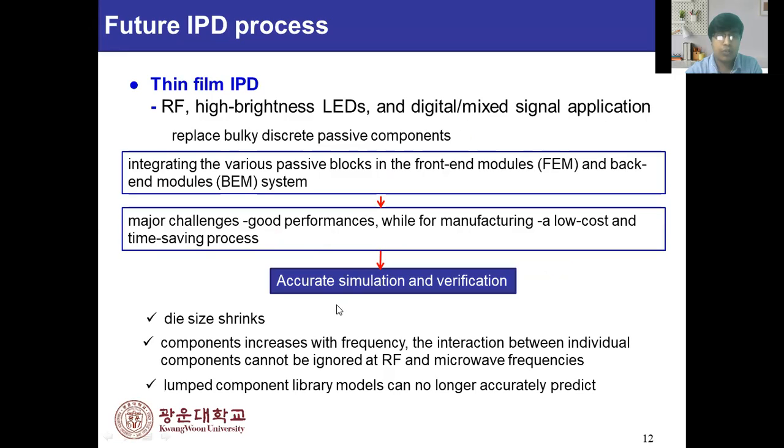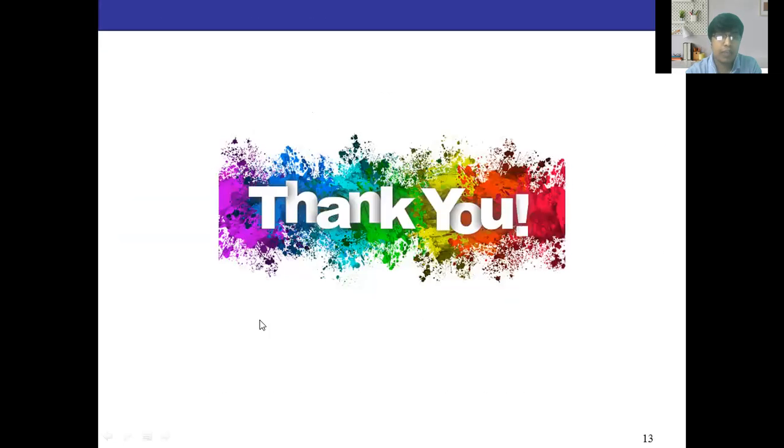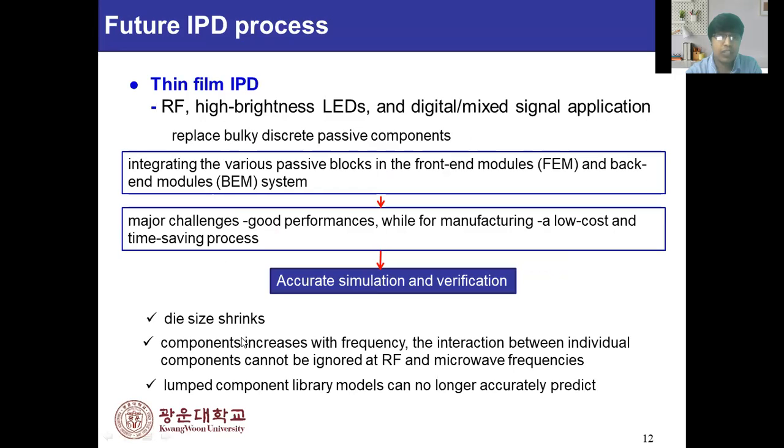As a solution, we have to use accurate simulation and verification before going to the fabrication process. This also helps IPD technology achieve successful fabrication. The die size is decreased, so compacting the devices into the same wafer, substrate or die is also very complex, and the increased components interact with the individual components. That's why we consider RF and microwave frequency, because the devices interact with each other when we fabricate a lot of devices in the same technique. So this is also another challenge.